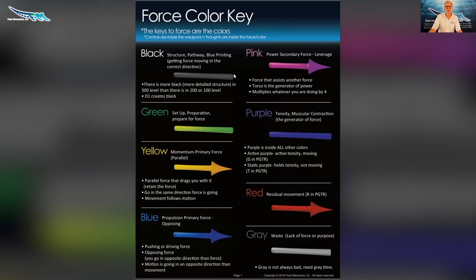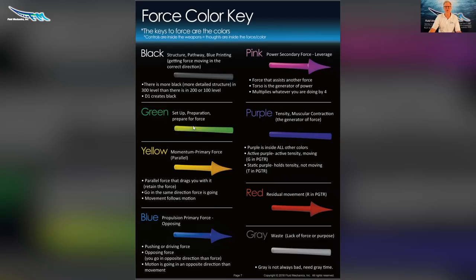Okay, there's more black, more detailed structure in what we call the 300 level. So when you know even more than there is in the 200 level or 100 level, there's more structure in it. So the deeper you go in our levels, right, the more structure lays out to help you understand parts. And what we do is we break down a piece smaller and smaller so you can understand what you need to do in each one of those pieces. Okay, and dimension 1 of fluid mechanics is called structures. That creates the black lines of structure.